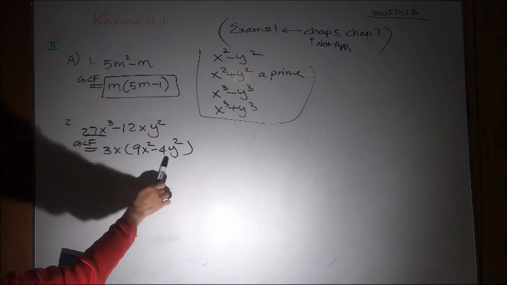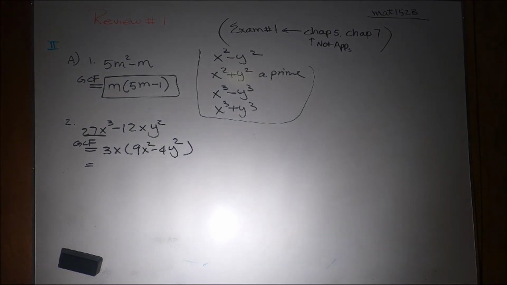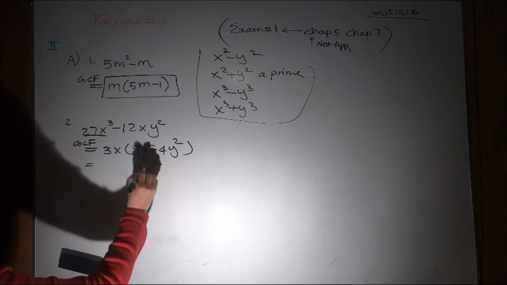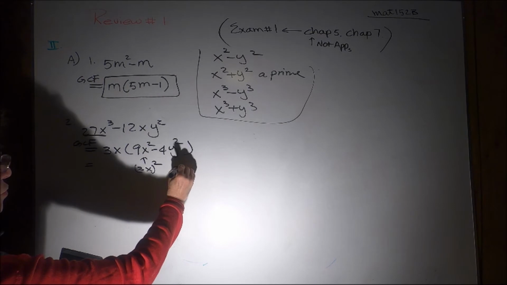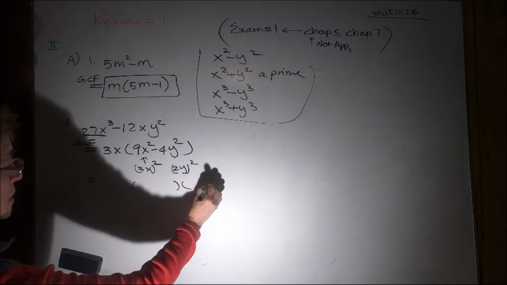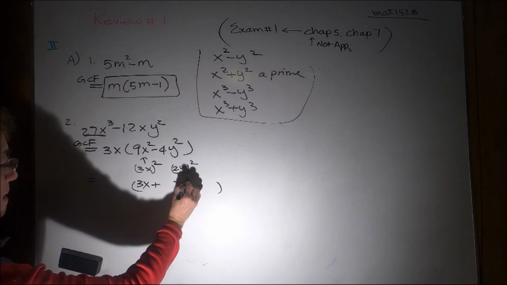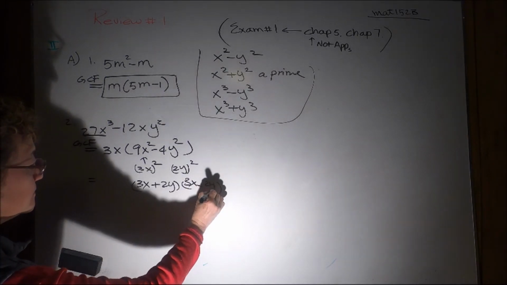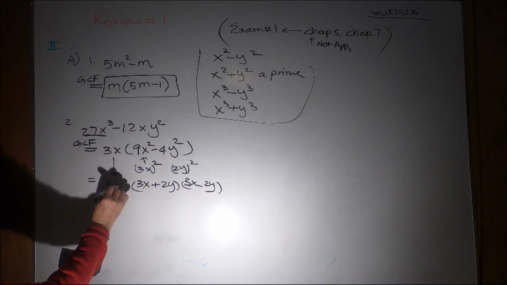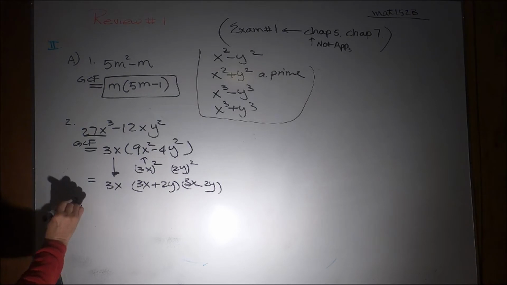How about this one? Still a binomial. Can we use one of those formulas? Yes. So this one is 3x squared, right? This one is 2y squared. So what should we have? We break this down. It should have plus and minus. So that will be your 3x and 2y, right? Then don't forget to carry down your other factor from earlier, your 3x.